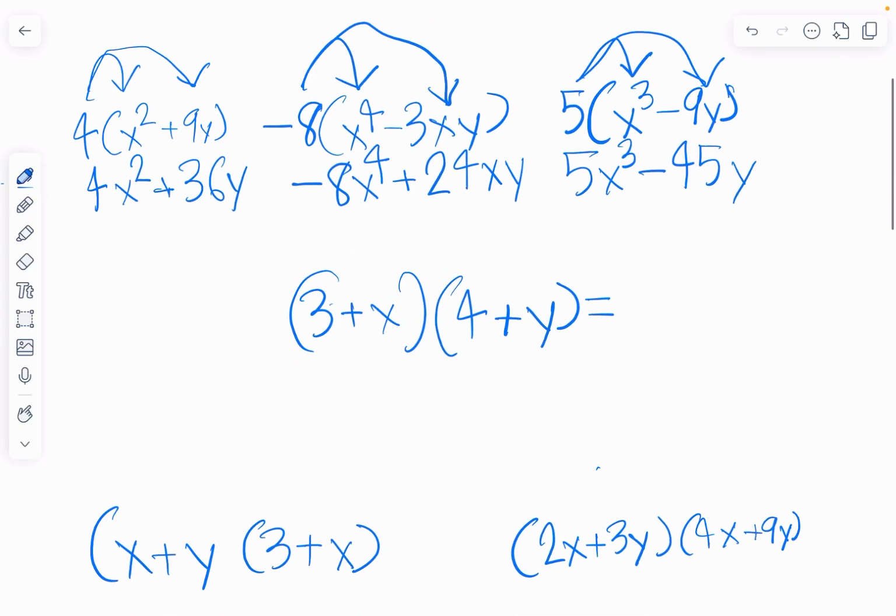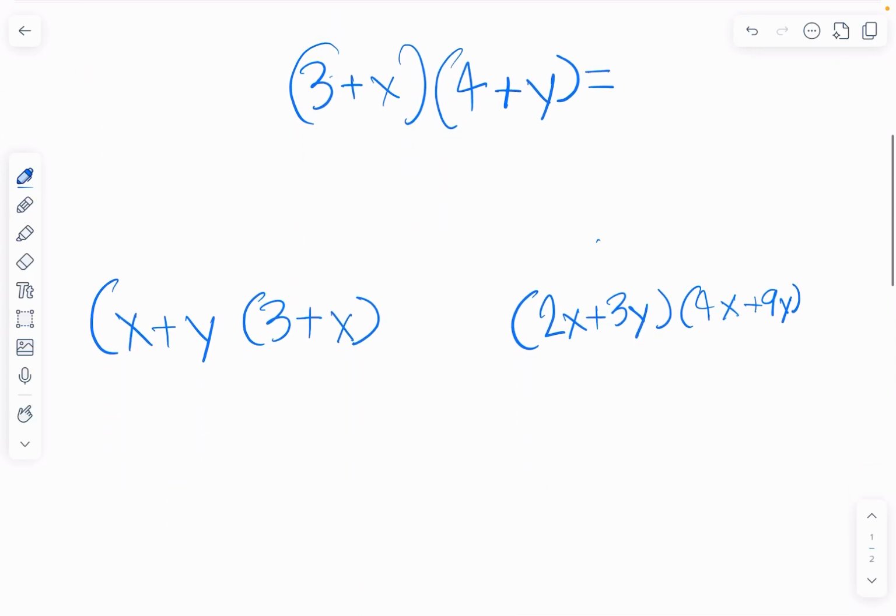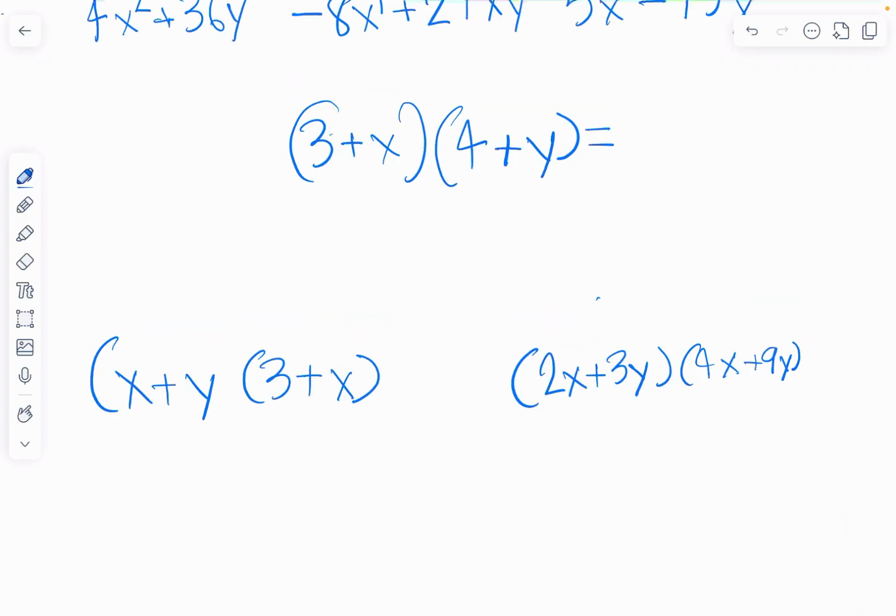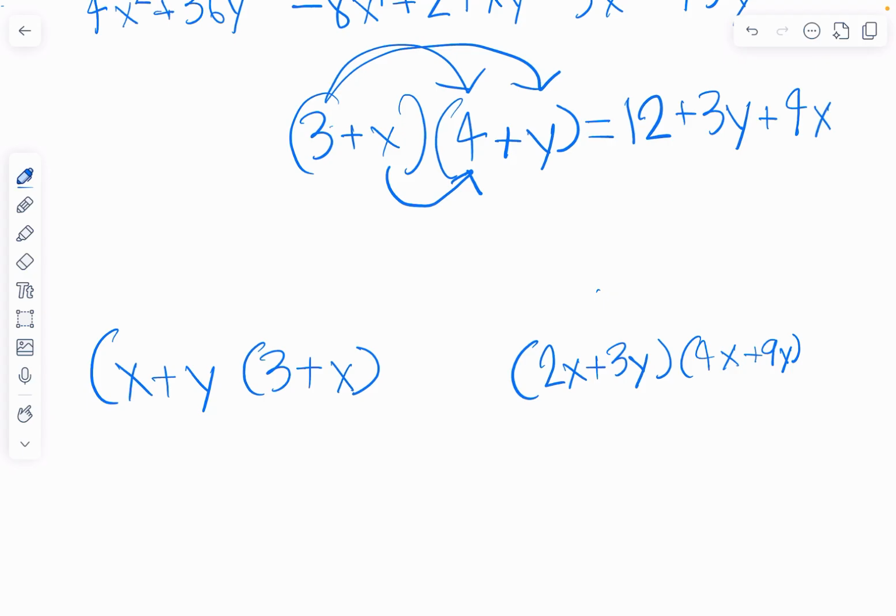This problem right here uses binomial distribution. To do this equation, you have to multiply 3 by 4 and then 3 by y, as the arrows indicate. 3 times 4 is 12. 3 times y is 3y. Now for x, you do the same thing. Multiply x by 4, which is 4x, and x times y, which is xy.